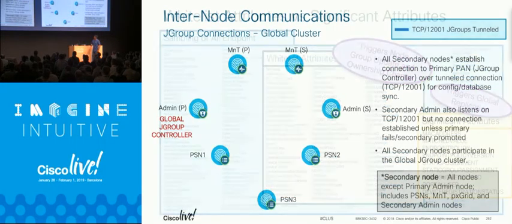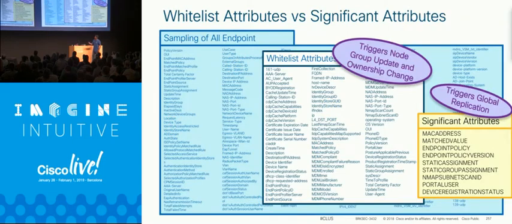Yeah, again, this triggers a group update within the PSN node, and this triggers a global update across ISE, right? And it's very important to understand that these are very significant, and if you have thousands and thousands of endpoints, this replication can cause a lot of churn on the network. So we'll go over how this works.